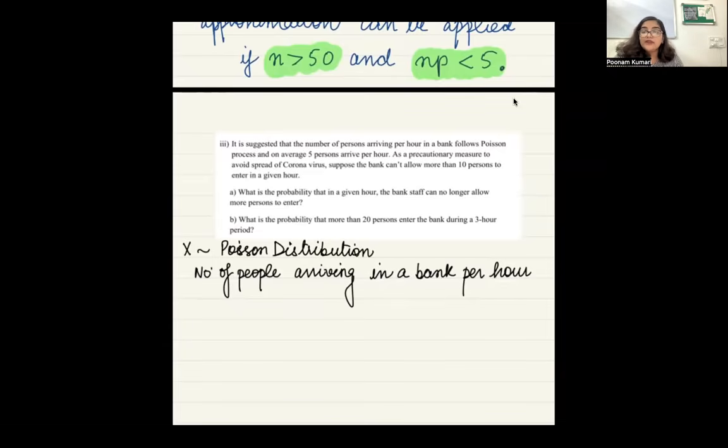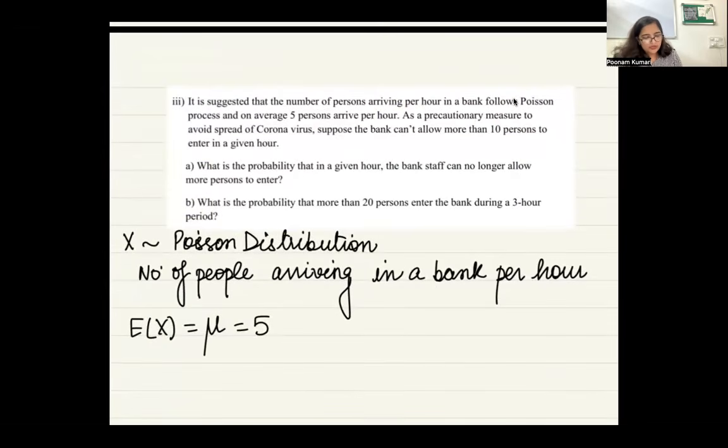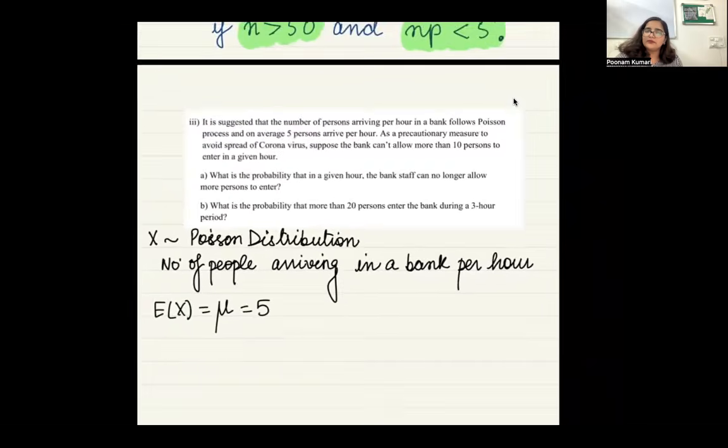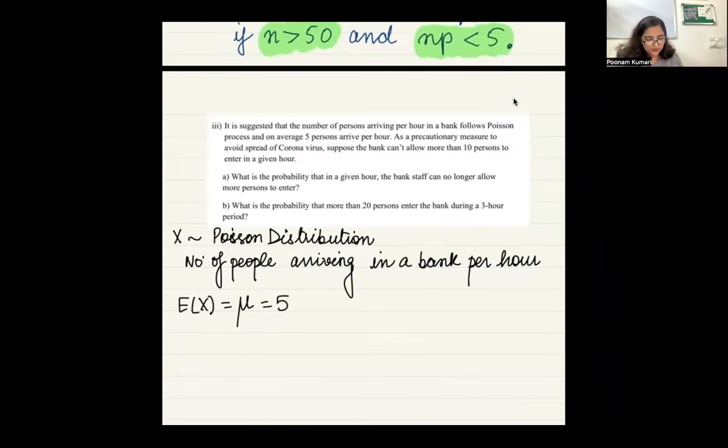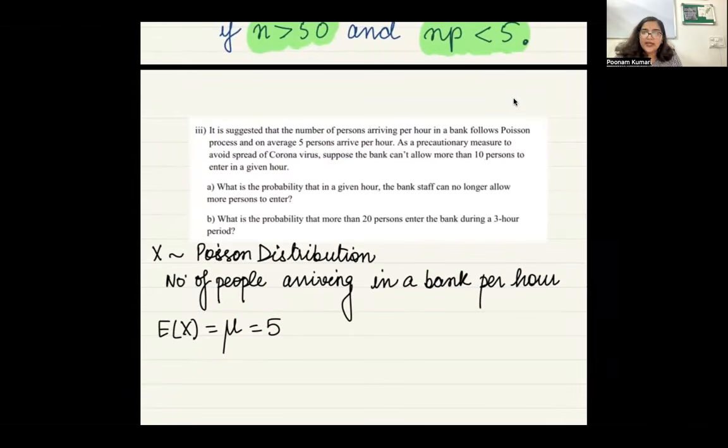So what have they given you? Expected value of X is equal to mu is equal to 5. So 5 people per hour on average arrive in this bank. Okay? All right. Any doubt up to here? Did this make sense? Why is mu 5? Okay, let's move on. So what next are they saying?